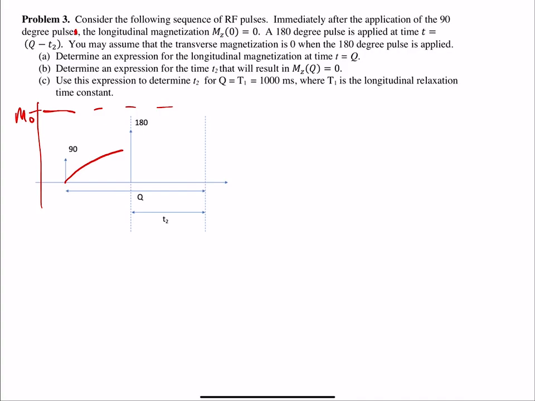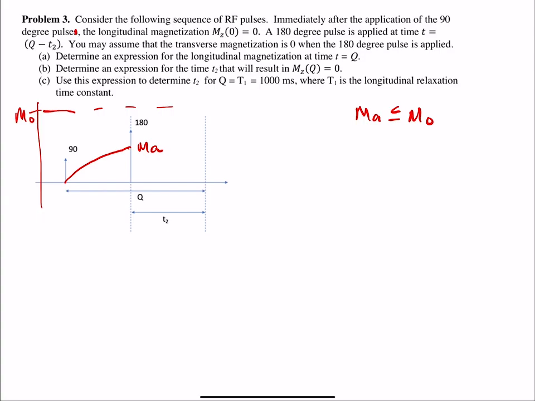Let's say by this time it recovers to some value m sub a, which may not be m naught. In general, m sub a is always going to be less than or equal to m sub naught. If we don't let it recover very much, m sub a will be very small. If we let it recover for a long time, then m sub a will be m sub naught. That's the longitudinal recovery.